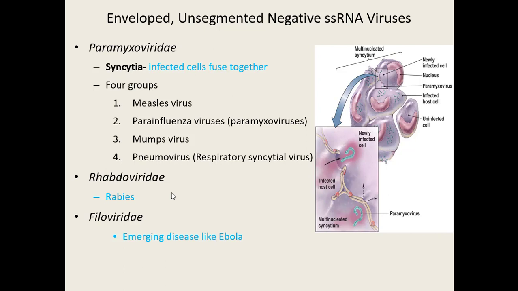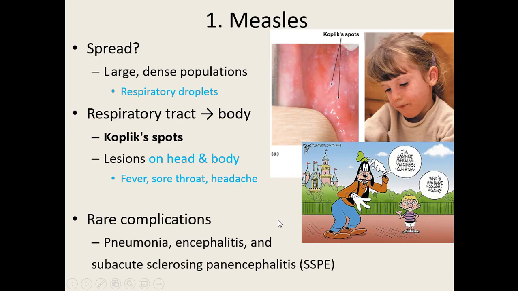So, starting with our first family, the Paramyxoviridae family, and our first virus in this family, it's the measles virus. Now, it's spread usually in large, dense populations by respiratory droplets, and the virus gets into the body through the respiratory tract and it spreads throughout the body. Now, one of the diagnostic tools and symptoms are what are called Koplik spots.